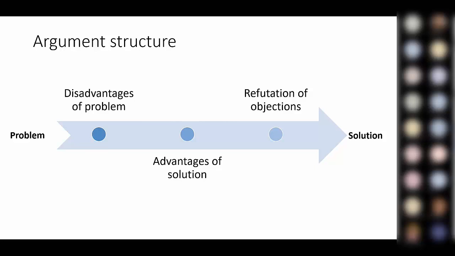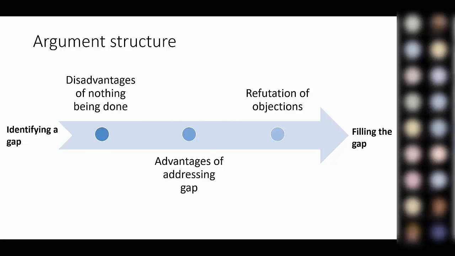This could also be as simple as identifying a gap, then filling the gap. The discussion or conclusion will likely give you the opportunity to focus on the solution and filling of the gap. As you move toward filling the gap, you'll likely cover the disadvantages of nothing being done, the advantages of addressing the gap, and refutation of objections to your proposed method of addressing the gap. You can think of the argument structure as in play throughout your entire paper, but it's especially important in the discussion section because the discussion focuses in many ways on the recommendations you've settled on through the course of your research.